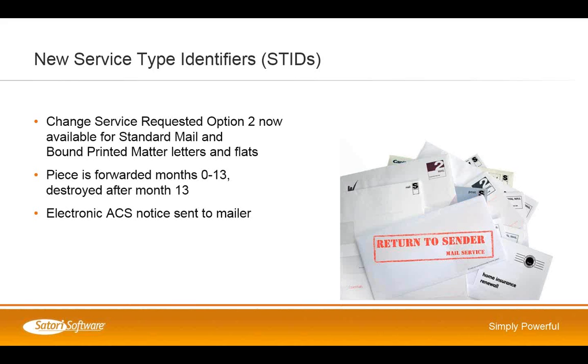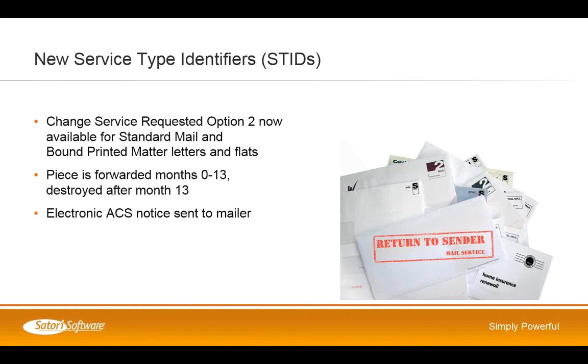And what they did was they actually opened up the change service requested option 2 for standard mail and bound printed matter letters and flats, and actually I think it just went live yesterday. It was the first day that you could actually use these new service type identifiers. That option 2 basically means if you set that as your ACS type in your service type identifier, that mail piece is going to get forwarded for the first 13 months, and then after that the mail piece will be destroyed.